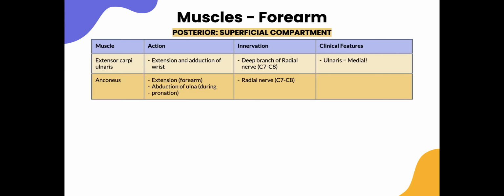Bhuvan, just a question. Do we have to remember like posterior interosseous, anterior interosseous, or is just radial nerve fine for the purposes of this?